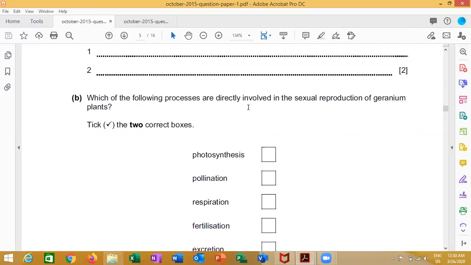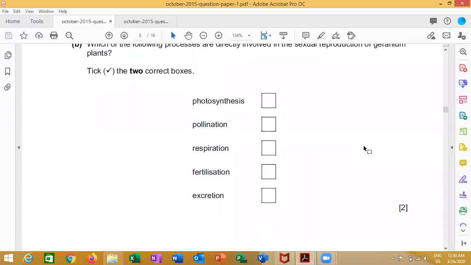Which of the following processes are involved in sexual reproduction? I need 2 boxes. It will be pollination and fertilization. Let's revise quickly what is meant by pollination: it is the movement or transferring of pollen from anther to stigma. What is meant by fertilization? The joining or the fusion between the pollen and ova. Please guys, if he asks you about fertilization, don't write when the pollen and ova mix together. No, it is not accepted. And in the definition of pollination, please write in clear language.